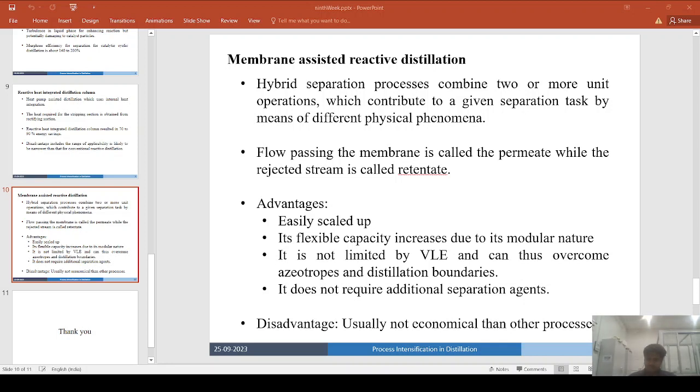So what are the advantages of MARD? Membrane assisted distillation integrates the advantages of distillation, specifically its robustness and high capacity, with the advantages of membrane separation. So you get the benefits of both processes. They can also be used for flexible capacity, as capacity increases due to their modular nature, and they can easily be scaled up and integrated into existing processes.